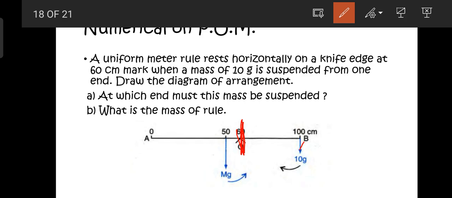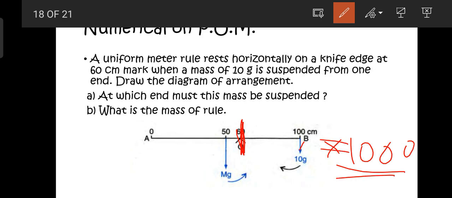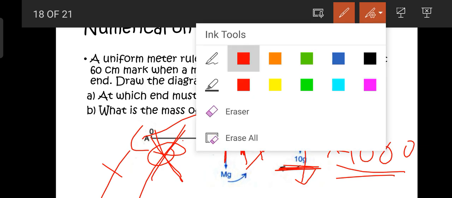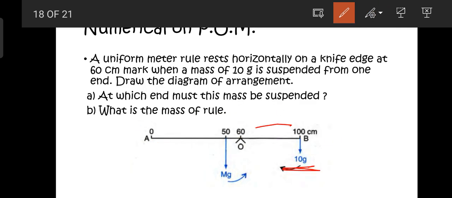100 into 10 is 1000. And here if you put a mass, it will fall down because here there is no mass. On this side there is a 10 gram mass and on this side there is no mass. So the mass should be suspended here. We all know that it should be suspended here.